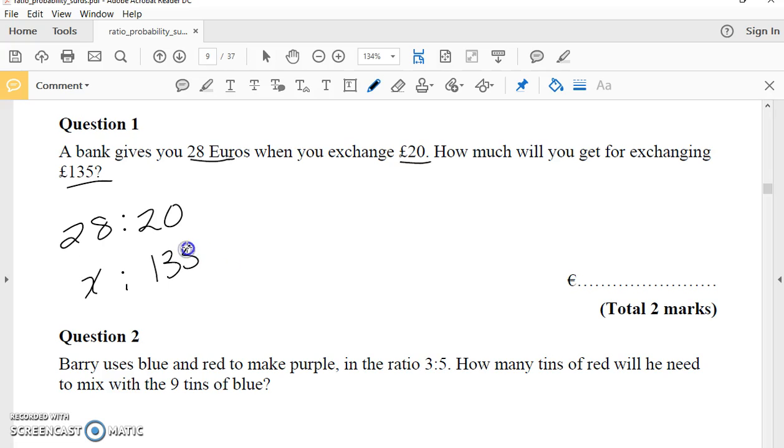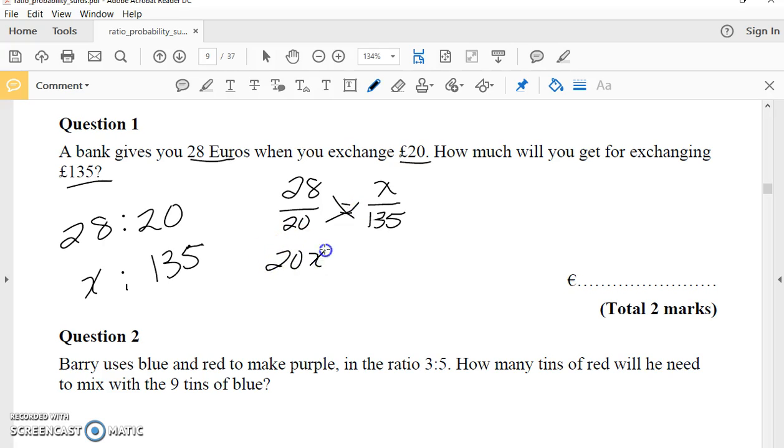So I have two different ways I can do this. I can either find the 1, so I can find out what £1 is going to get me in terms of euros, and then multiply by 135. Or I can set up fractions and cross multiply. Okay, either way, you're basically ending up doing the same thing. I prefer cross multiplication just because that's how I like to do it. You can do it either way.